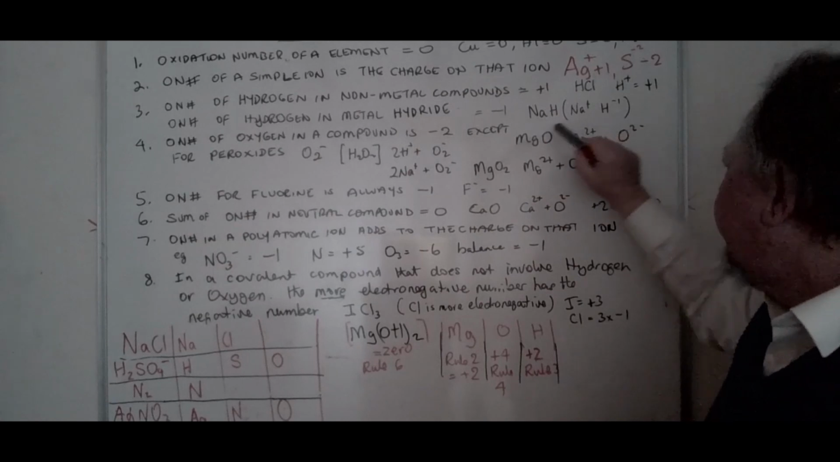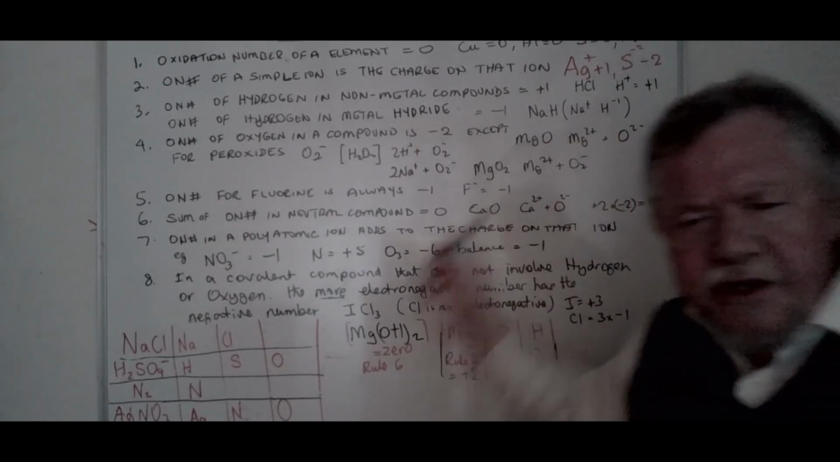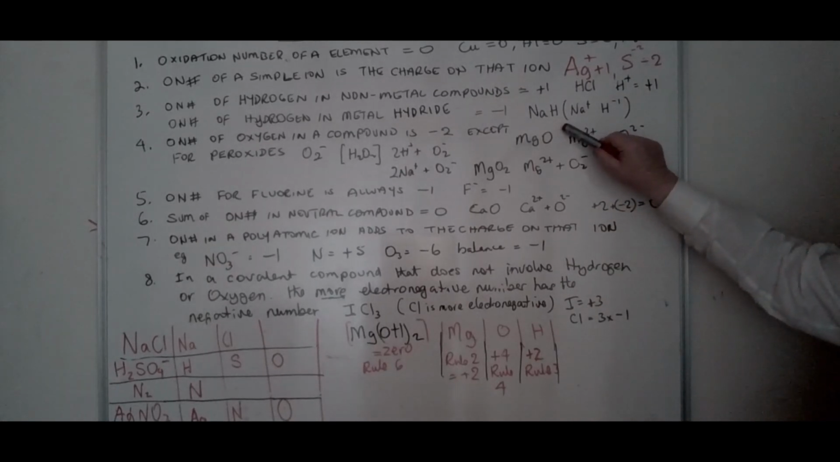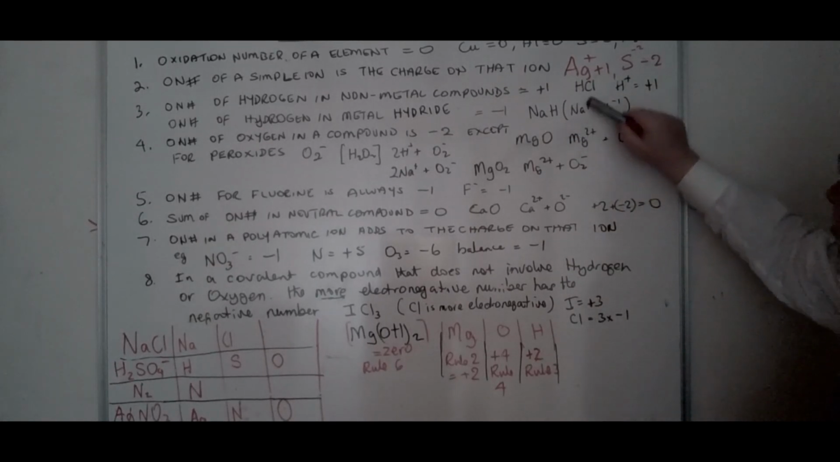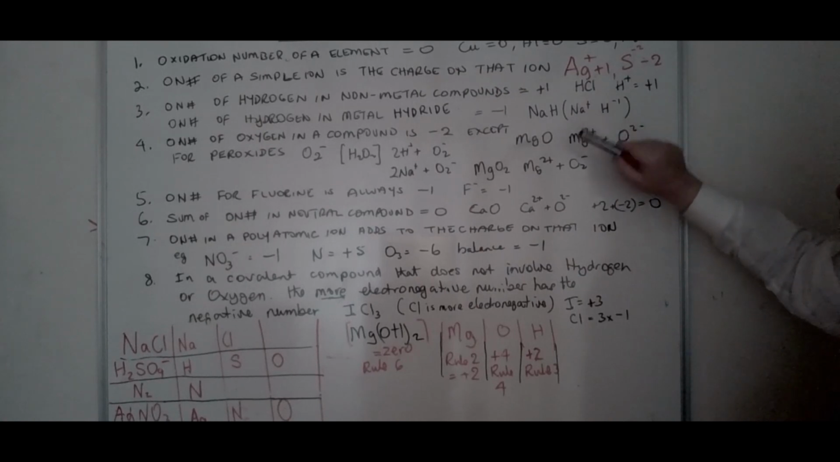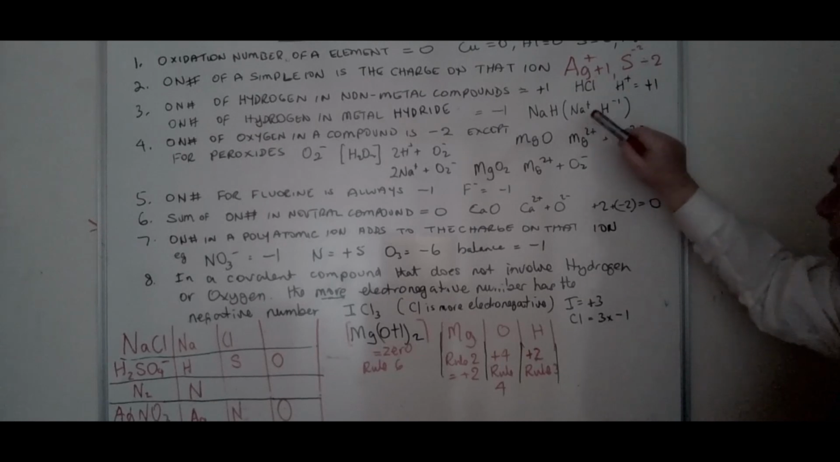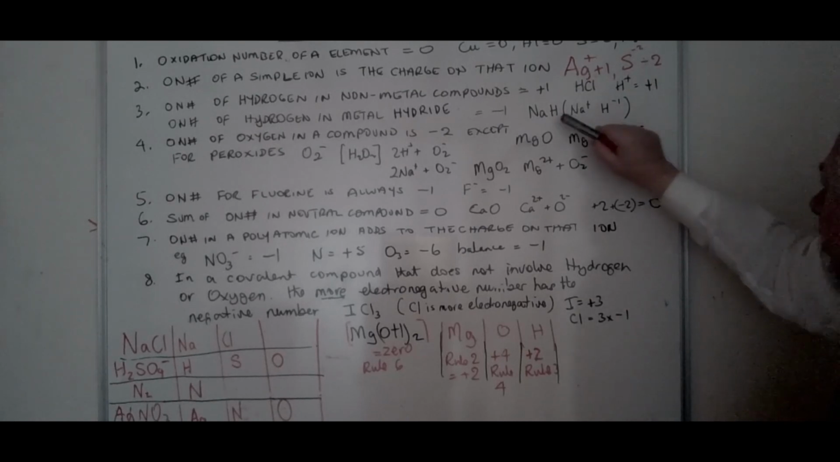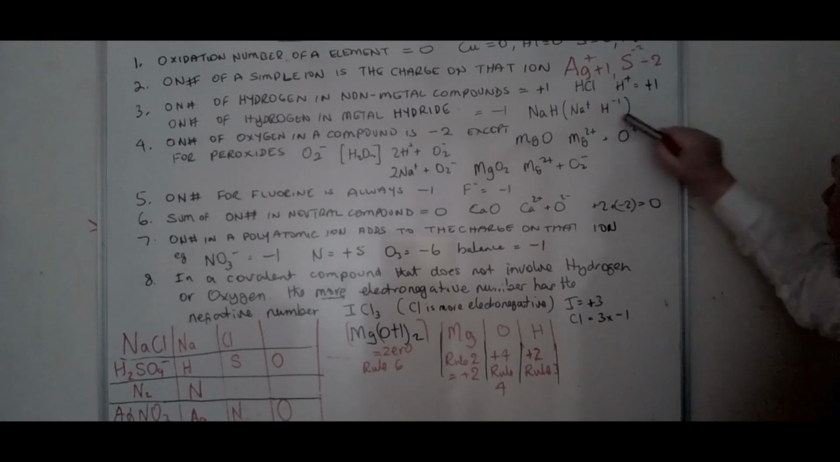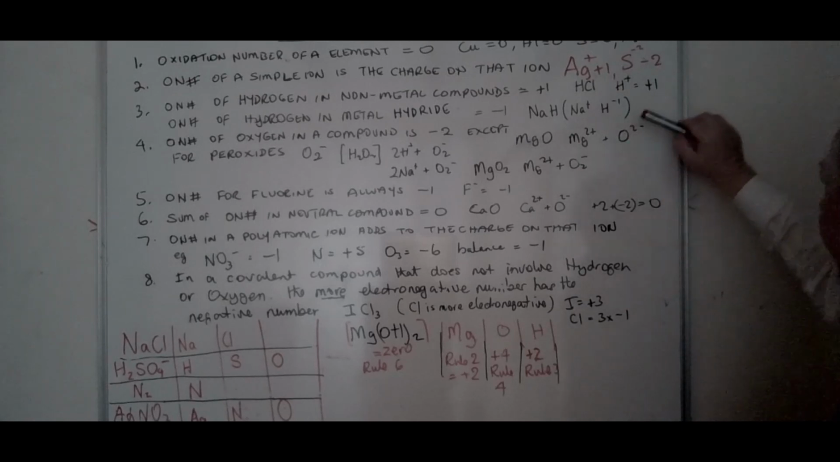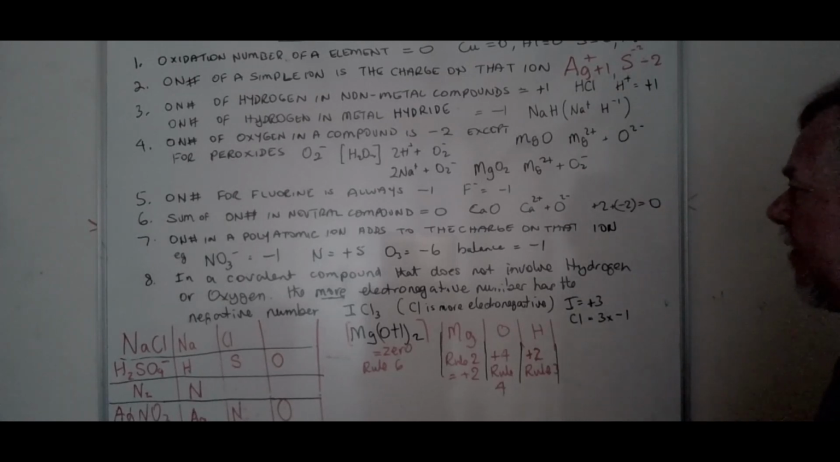Okay, let's have a look at an example of that. All right, so here we have sodium hydride, and sodium would normally be +1, and the hydrogen as a result of that would end up being -1. So you can see here why on this occasion H becomes -1. All right, so that's rule number 3. I'll need you to watch out for this in subsequent examples.